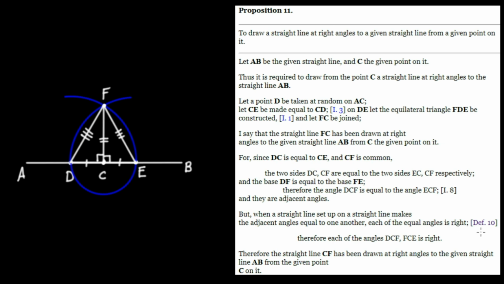And why is that a right angle? That's simply true by definition. That's what it means to be a right angle. When you place a straight line on another straight line such that it makes these angles equal, by definition 10, that's what Euclid means by a right angle. Therefore, each of the angles DCF and FCE is right. Therefore, the straight line CF has been drawn at right angles to the given straight line AB from the given point C on it. And that's all.